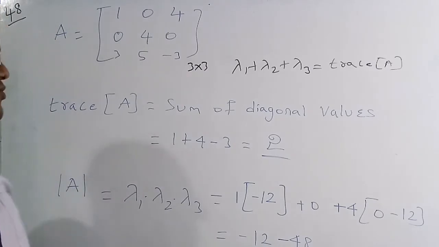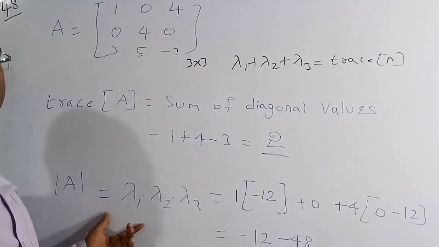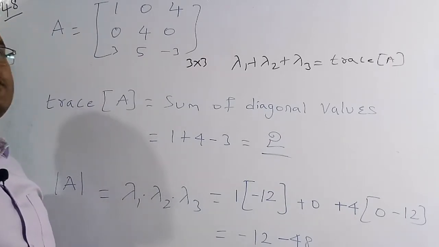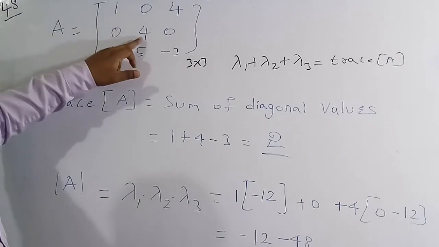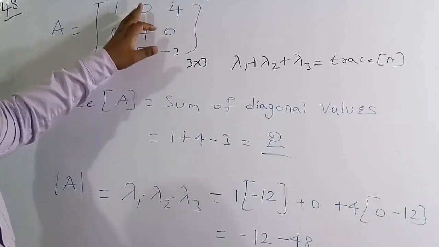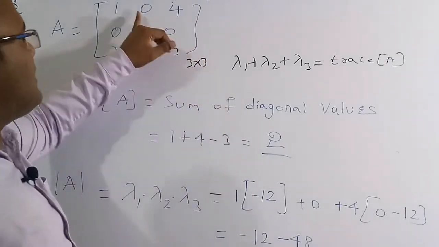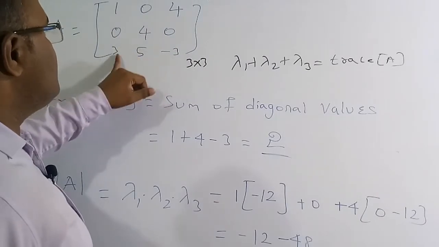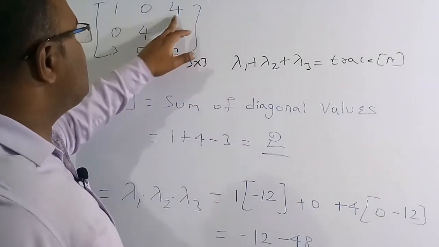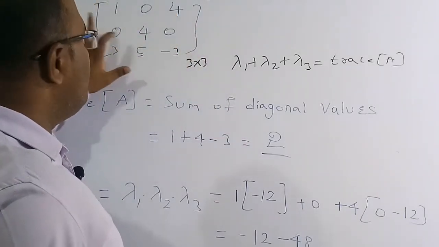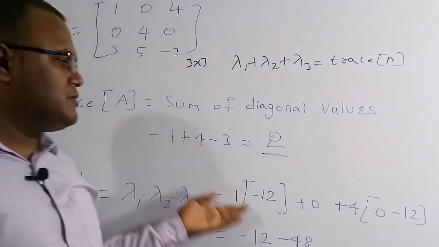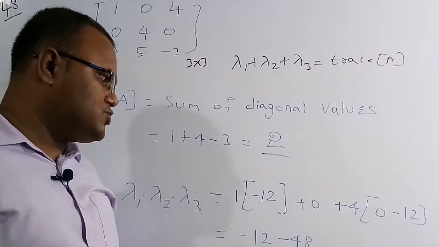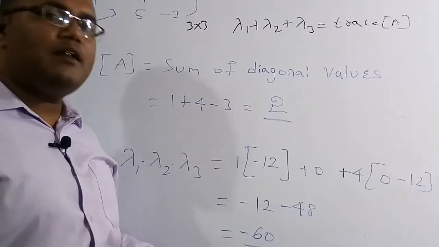Therefore the sum of eigenvalues, or the trace of the matrix, is equal to 2. But in the question they may ask what is the product of the eigenvalues, then it is equal to the determinant of the matrix. So if you want to find the determinant of this matrix, we are going to get 1 into minus 12, and also minus 0 plus minus 0 into this, which is again 0. Therefore plus 4 into 0 minus 12. If you simplify, we are going to get minus 12 and minus 48. Therefore overall minus 60.